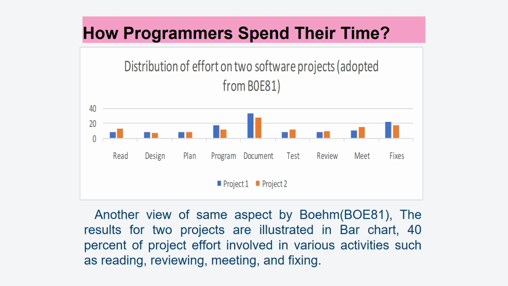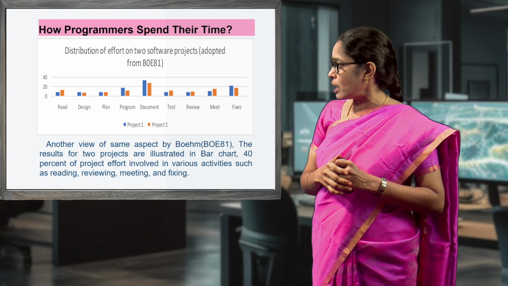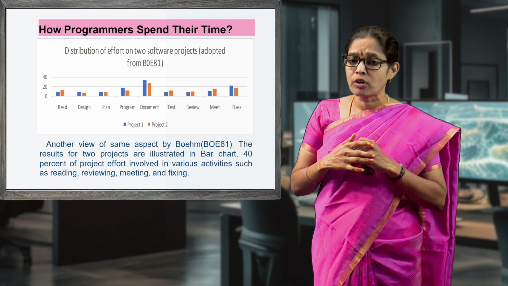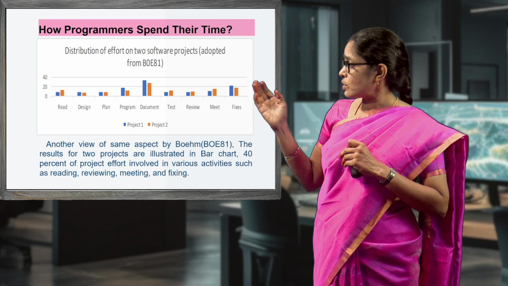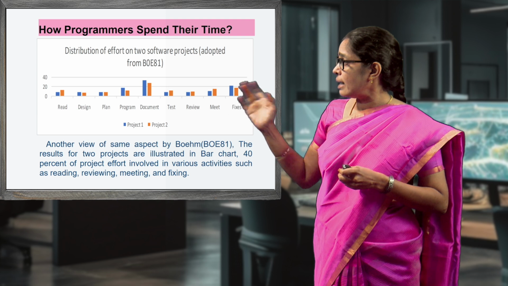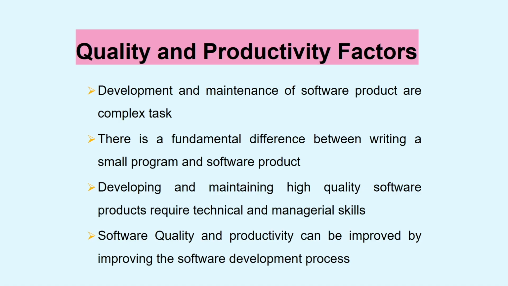So this is another view of the same aspect by Boehm. They conducted a study using two different projects, illustrated in a bar chart. Totally 40% of project effort involved various categories such as reading, reviewing, meeting, and fixing the software product bugs.